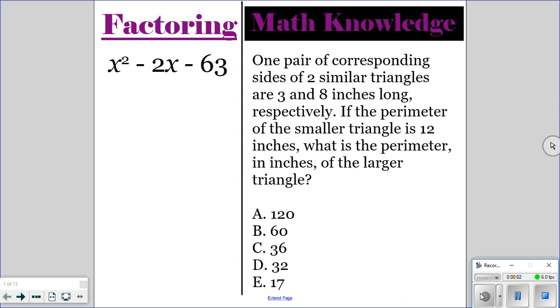Alright, so y'all go ahead and do the factoring and the math knowledge question for today. Pause the video, and then once everyone is finished, you can unpause the video and I'll go over the correct answers. So for the factoring, you're going to have x minus 9 times x plus 7.